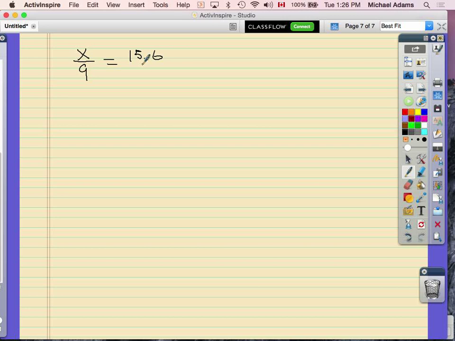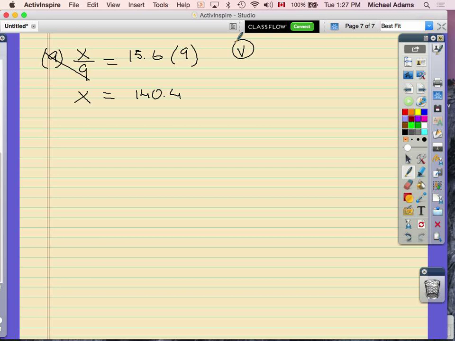So the process is still the same. x is being divided by 9, so that means I have to multiply this side by 9. If I multiply this side by 9, I multiply the other side by 9. So here, these 9's cancel out, leaves me with x, and now I have 15.6 times 9, and if I use my calculator, I'll get 140.4. There's my answer.